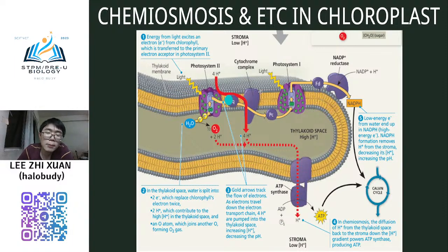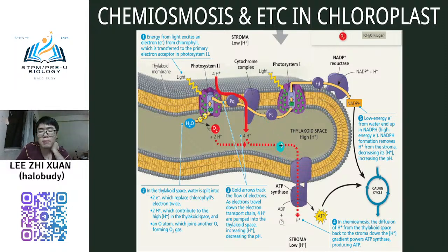Once you see here PS2 and PS1, once the electron has passed the plastocyanin electron acceptor, it will go toward the cytochrome complex. And the photolysis of the water molecule will also release hydrogen ions here. It will accumulate the hydrogen ions at the thylakoid space. So it is the same as chemiosmosis, right?